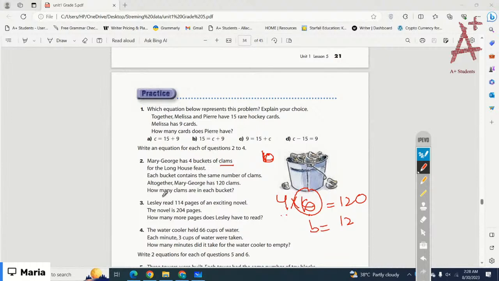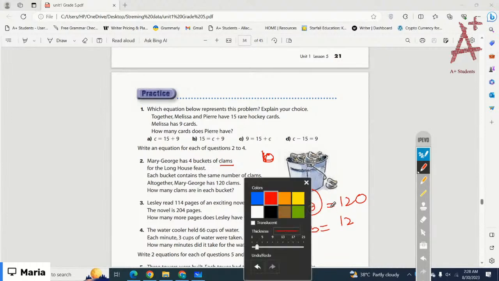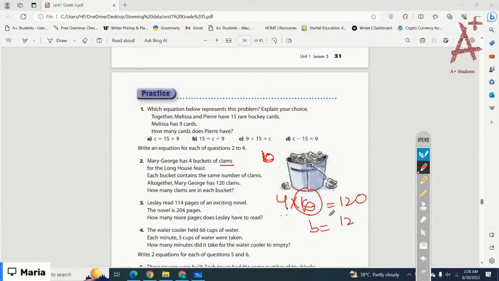Okay, you also have to calculate how many clams in each bucket. So 4 and B are multiplying, right? The opposite of multiplication is division. You have to divide both sides by 4 then. 4 and 4 cancel out. You are left with B, and 120 divided by 4 is 30. That means he has 30 clams in each bucket, right? Okay, let's start with question number 3.